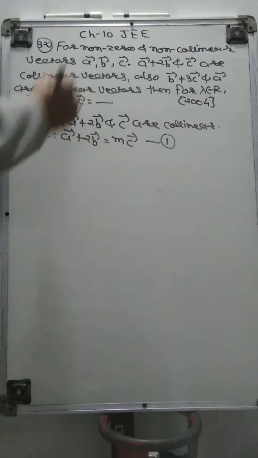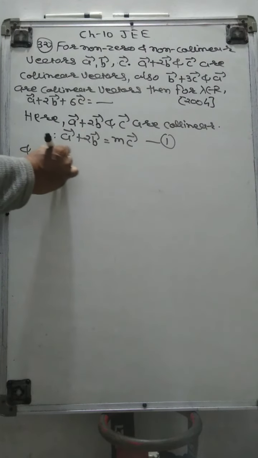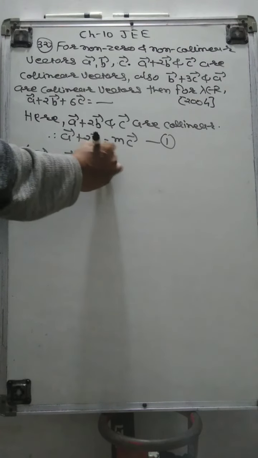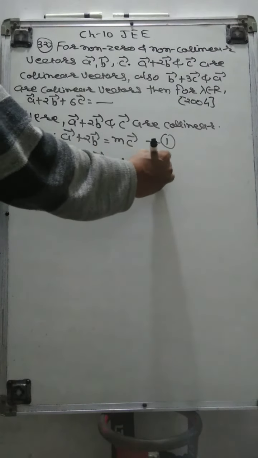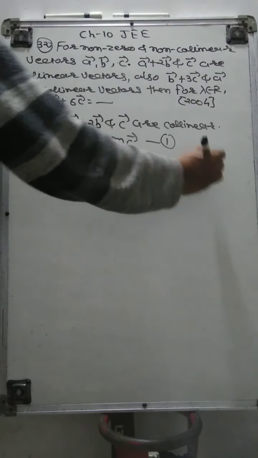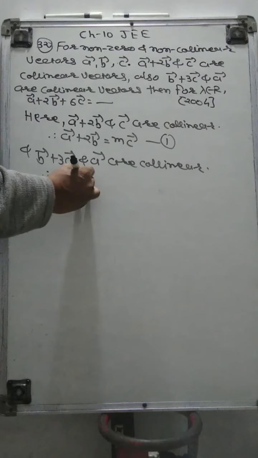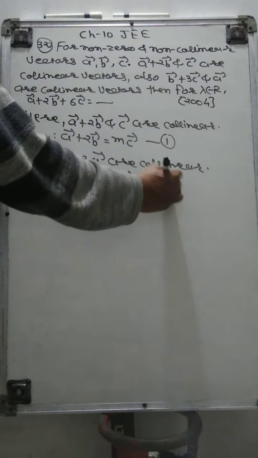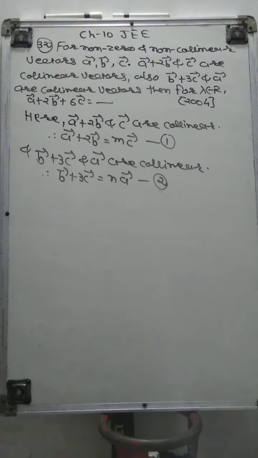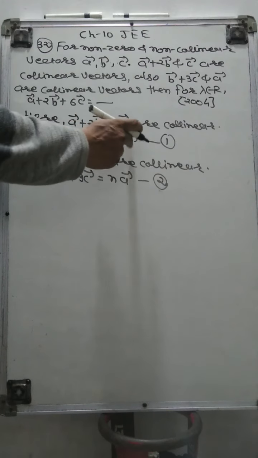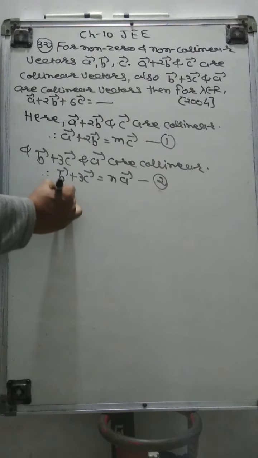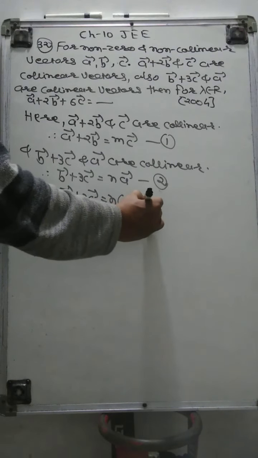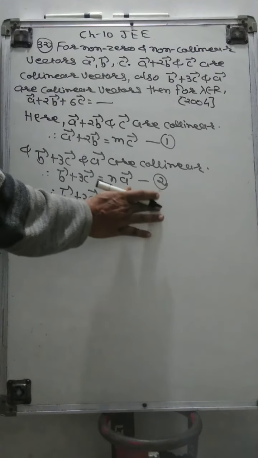And in the same way for the second, b bar plus 3c bar and a bar are collinear. Therefore, b bar plus 3c bar is equal to n a bar. Now from here, we put the value of a bar equal to mc bar minus 2b bar. So b bar plus 3c bar equals n times mc bar minus 2b bar.